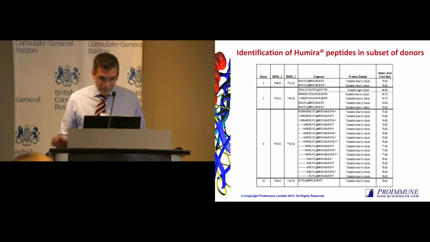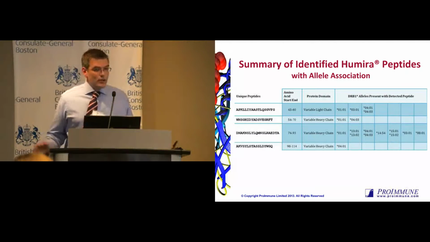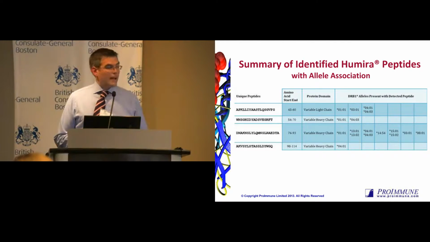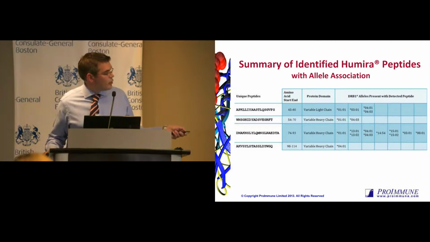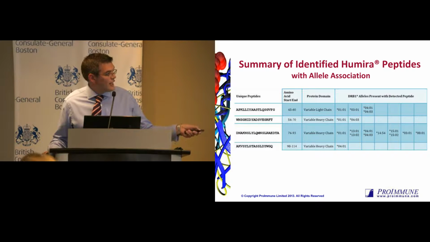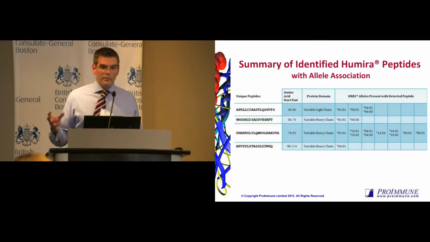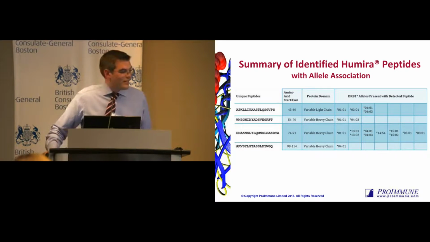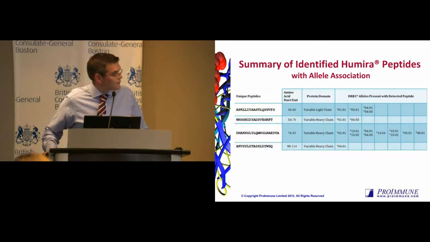So when we summarize all the data from Humira from this panel of 20 donors, we've identified 4 sequences from Humira. This particular sequence is the one that's really promiscuous and comes up in 10 out of the 20 donors. And if we look at the HLA restriction of the donors that this peptide is presented in, we can see that there are actually a relatively small number of HLA molecules, despite the fact these are 10 donors that this peptide has been identified from.